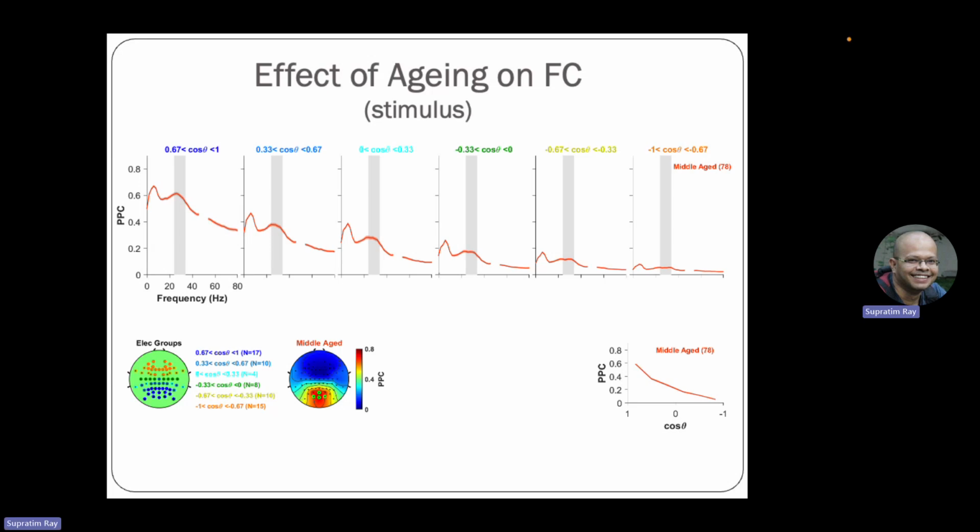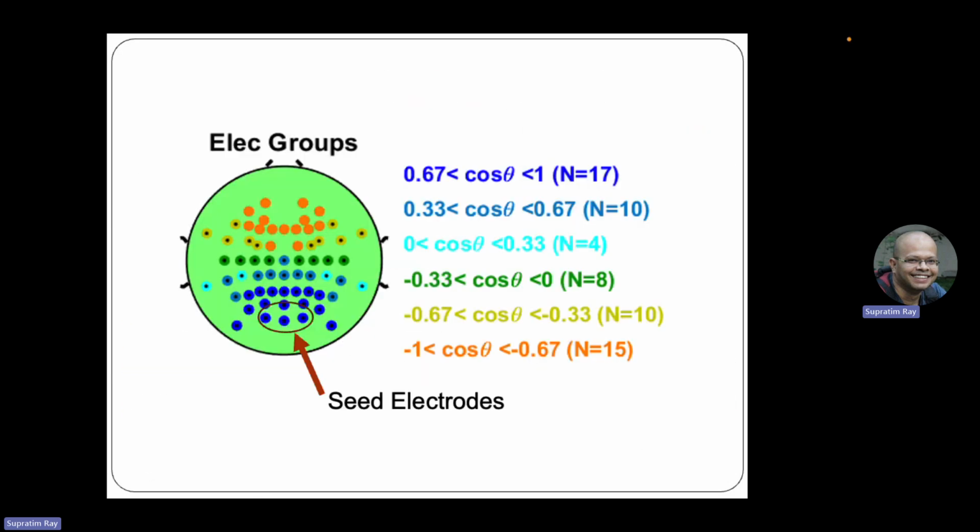So what we have done here is that we have taken 6 different electrode groups that are separated by different distances from the seed electrode. Let me just go back here. These are the seed electrodes. These blue ones would be very close by. The green ones and orange one would be very far from the seed electrodes.